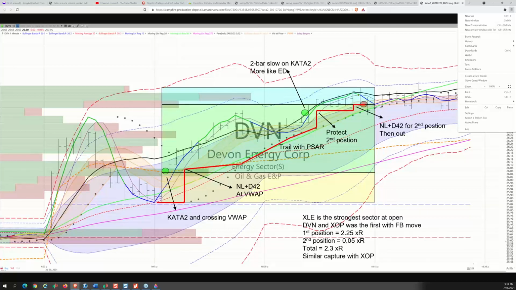And that's some pretty good work right there. That total capture 2.3 execution R, and the same with XOP. So that's about 4.5 execution R, which is pretty much a weekly position sizing R, or half of his weekly bank. So that's pretty good work, fellas. Nice job.